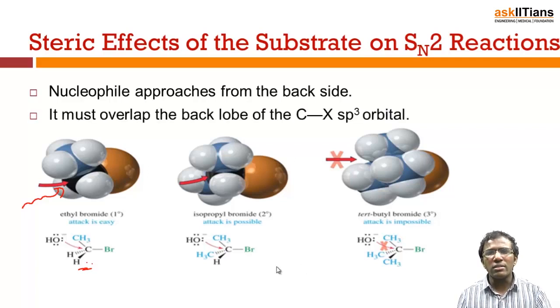Always the less bulky groups present on the carbon will favor the SN2 reaction, and if more bulky groups are there, then that will undergo substitution through SN1 but not through SN2 because of the steric hindrance or steric effect. So this is all about the nucleophilic substitution reactions of alkyl halides, that is, one through the SN1 mechanism and the other through the SN2 mechanism.